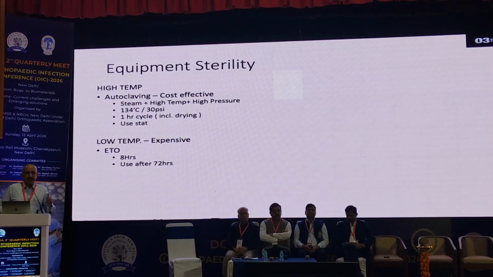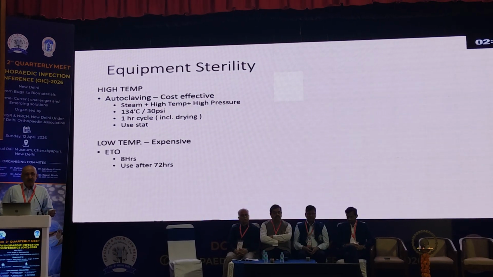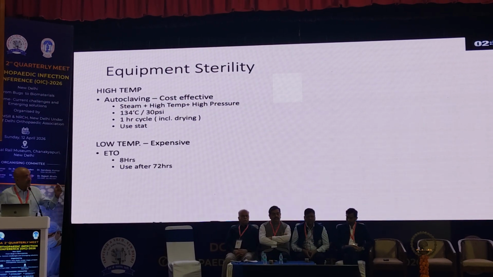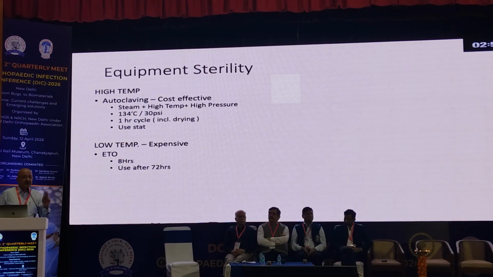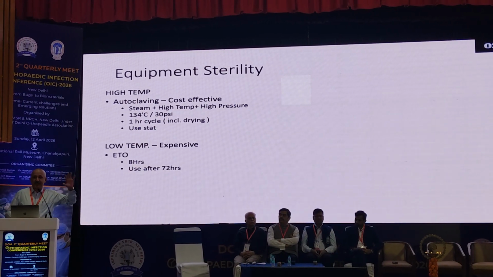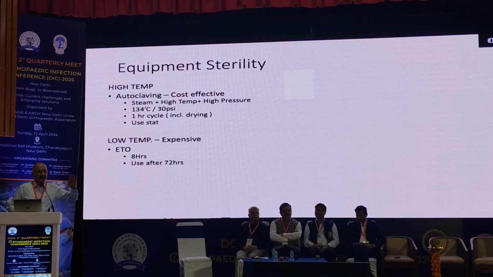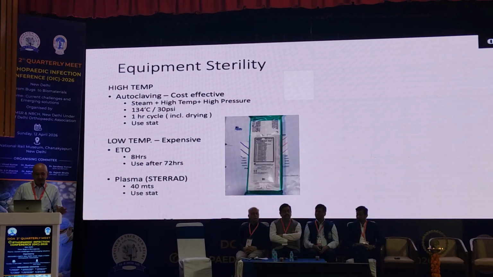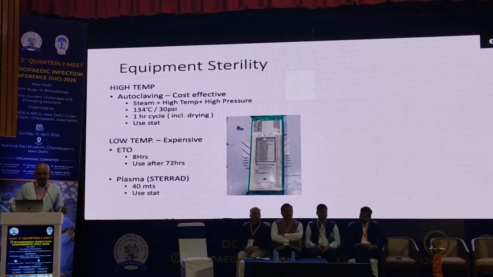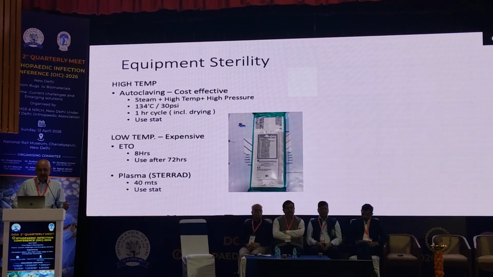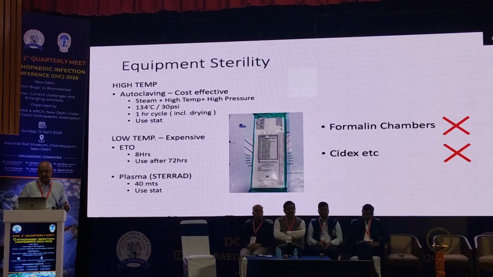The sterility can be done by autoclaving or by ETO. The ETO cycle is 8 hours. It should not be sped up, and it should be kept so that the ETO gas, which is very toxic, escapes; 72 hours is recommended. The faster one, which is plasma sterilization, is quicker and can be used, but it's very expensive.